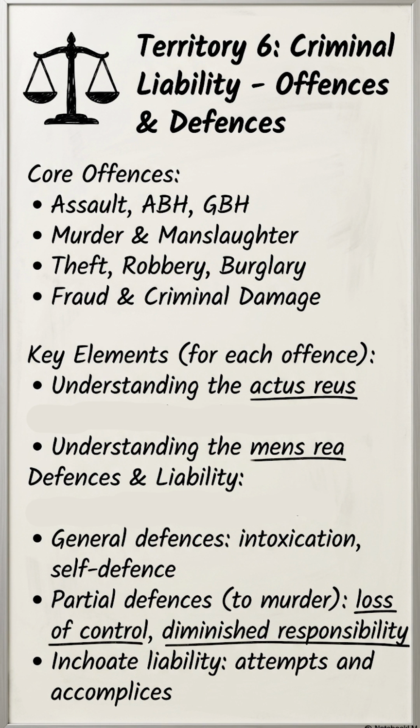Criminal liability assesses your knowledge of specific offenses such as assault, ABH, GBH, murder, manslaughter, theft, robbery, burglary, fraud, and criminal damage. You must know the actus reus and mens rea for each offense, the general defenses such as intoxication and self-defense, the partial defenses of loss of control and diminished responsibility, and liability for attempts and accomplices.